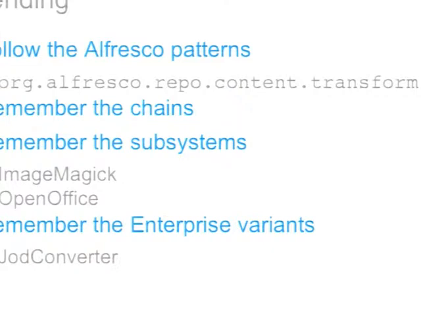You also need to remember subsystems. Alfresco puts some of its Spring beans into subsystems in order to better support runtime configurability of those parts of the product. ImageMagick and OpenOffice are like that. What that essentially means is that the beans for those transformers are in different context files, and if you want to integrate with those, you need to remember them. And likewise, the enterprise variants, things like JODConverter, which is the alternative access point to OpenOffice, are in their own context files. So if you want to integrate with those, you need to remember those various Spring files.